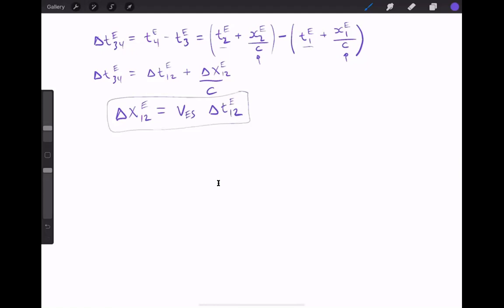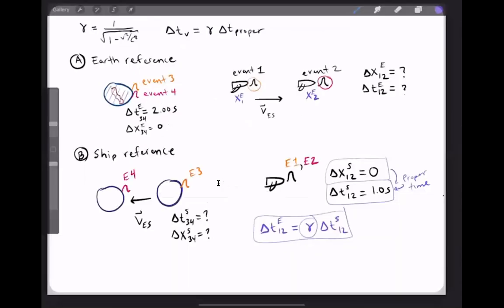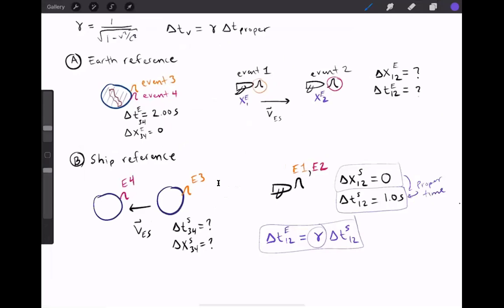Why would it be in Earth's reference frame and not in the ship's reference frame? Oh, because in the ship's reference frame, the spaceship is not moving, it's the Earth that is moving. So in that ship reference frame, it would be like finding this guy. But then we have to relate those other two events, when event 3 and event 4 reach Earth.